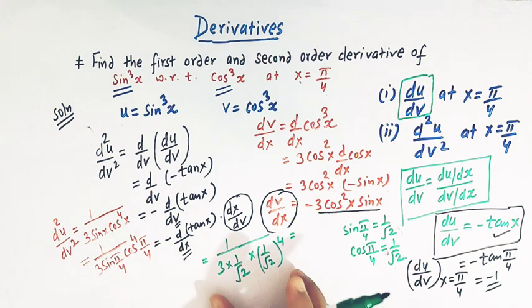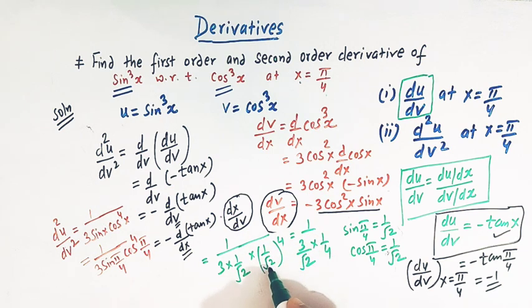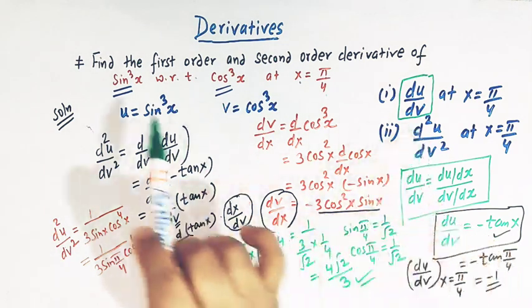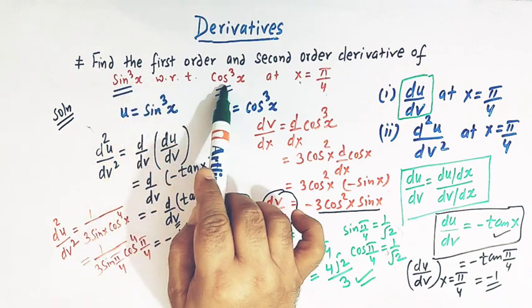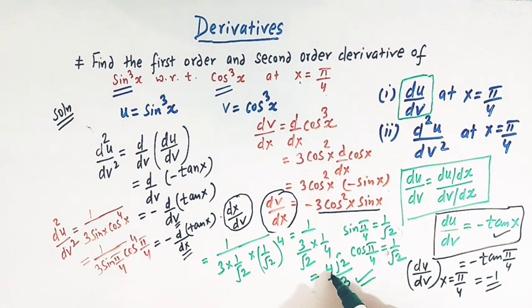So simplifying this expression, we have 1 over 3 over root 2 times 1 over 4, because root 2 raised to 4 is 4, right? So taking 4 root 2 to the numerator, we have 4 root 2 divided by 3, right? So the second order derivative of sine cube x with respect to cos cube x at x is equal to pi by 4 is 4 root 2 divided by 3.